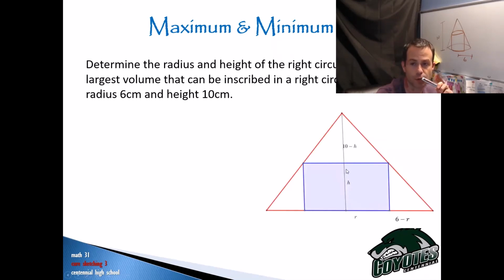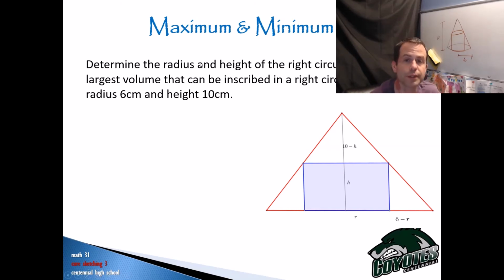Okay, so this is my cylinder, the blue guy in here. And I know the red guy is the cross section of my cone. So I know that the whole height of my cone was 10. And so what I'm going to do is call the height of my cylinder h, which means this leftover piece would have to be 10 minus whatever h was. Likewise, I knew that the whole radius of the cone was 6. So I'm going to call the radius of my cylinder r, which means this leftover piece here has to be 6 minus r.